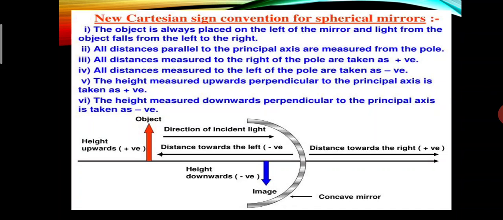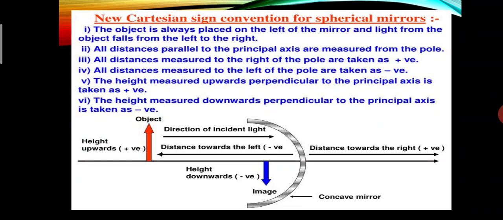First, the object is always placed on the left of the mirror and light from the object falls from the left to the right. Second, all distances parallel to the principal axis are measured from the pole. Third, all distances measured to the right of the pole are taken as positive. Fourth, all distances measured to the left of the pole are taken as negative.